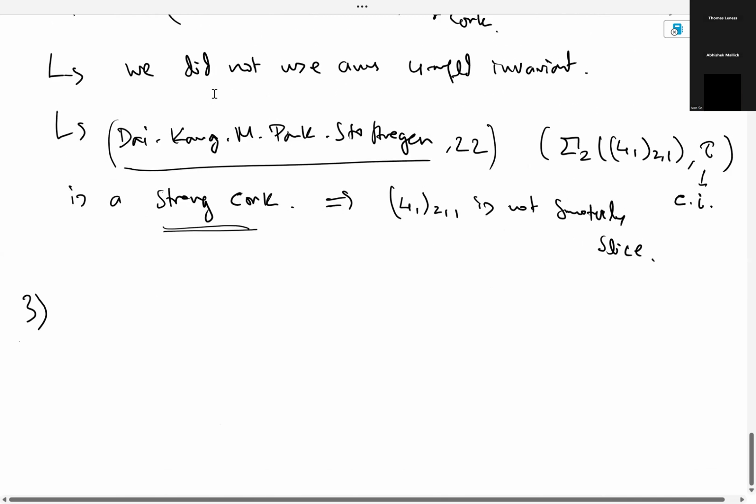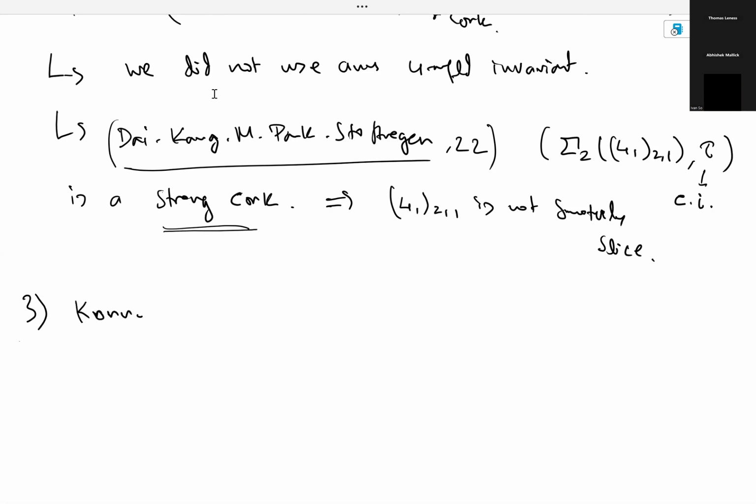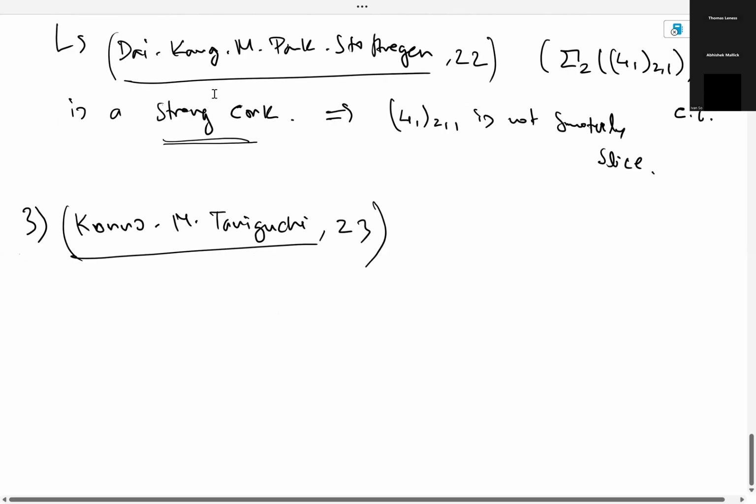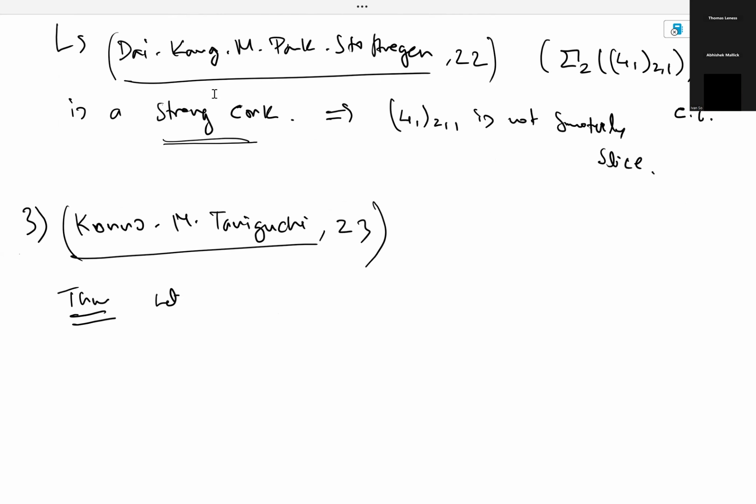So let me now come to the third method. This third method is joint work with Konno, myself, and Taniguchi in '23. We give a criterion for producing strong corks, and here's the criterion. Let (Y, φ) be an integer homology sphere Y with a diffeomorphism φ.